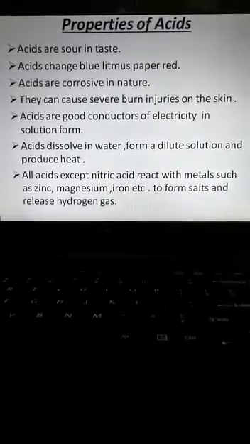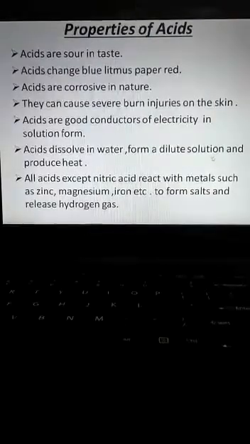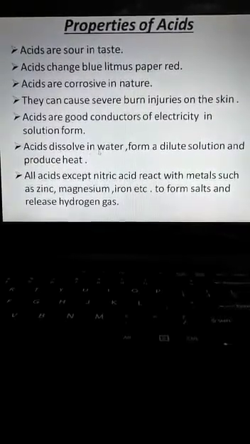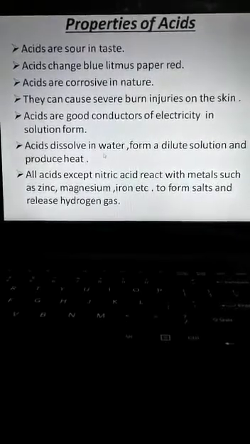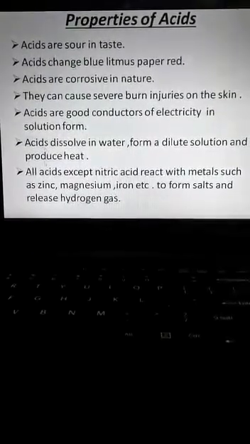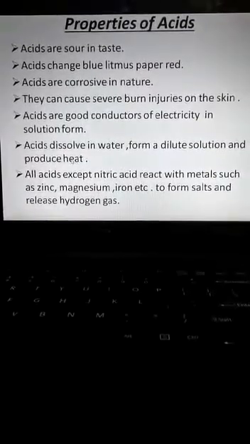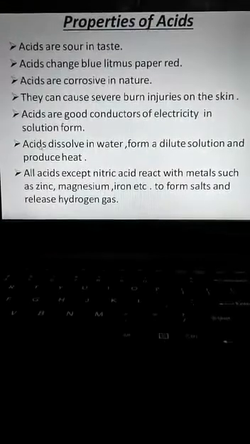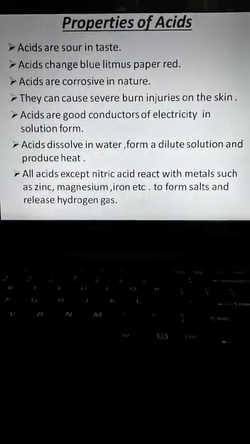Children, here it is very important to mention that when you are preparing the dilute solution, you have to add acid drop by drop in water. Means you have to add acid into water, not water into acid. Otherwise, it will produce a large amount of heat and can cause damage to your eyes or hands. So, very important, when you are making the dilute solution, you have to add acid into water.